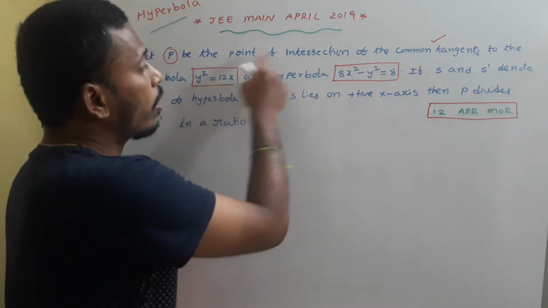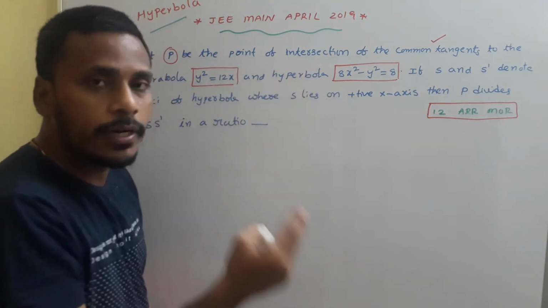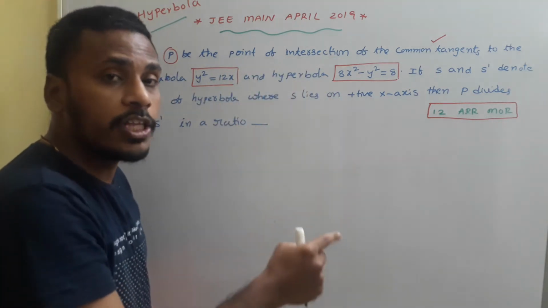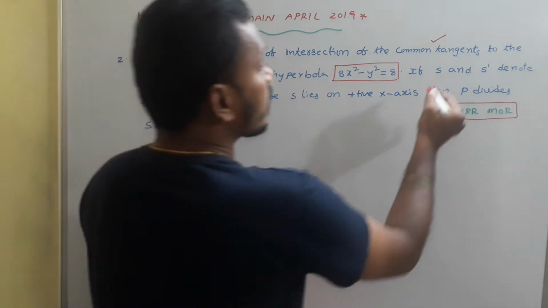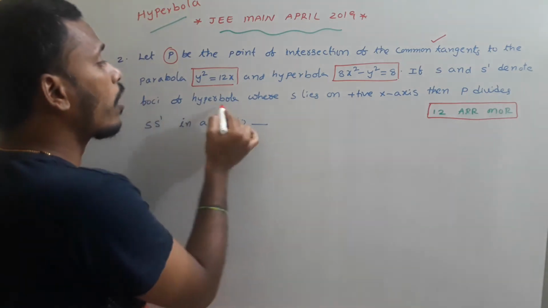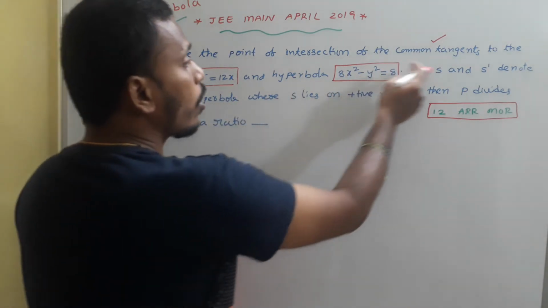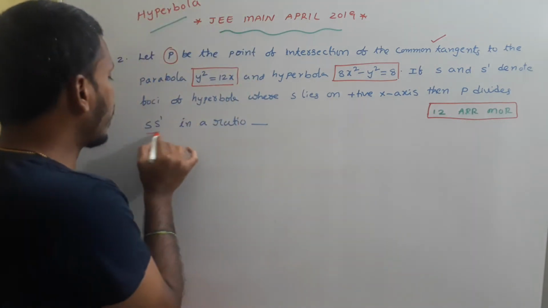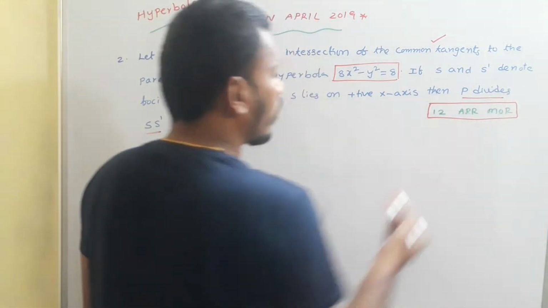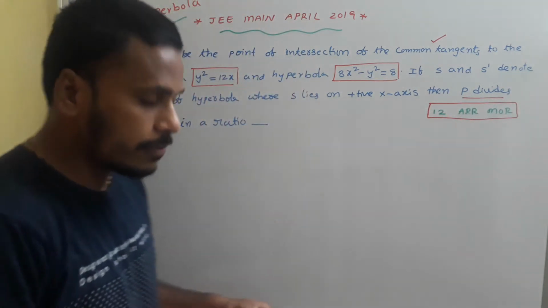If the two common tangents of the hyperbola and parabola meet at a point of intersection P, and S and S dash are the foci of the hyperbola, then P divides S S dash in the ratio. That ratio we need to mention as our answer.